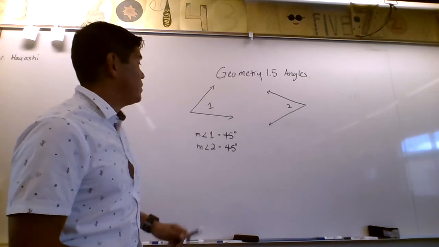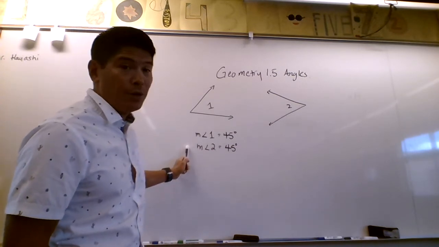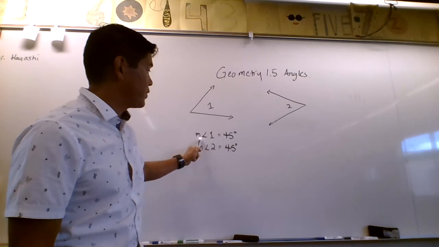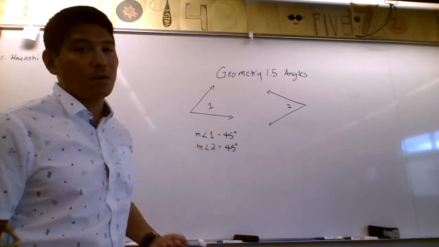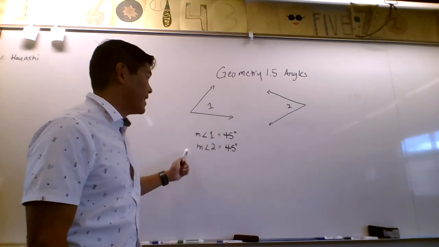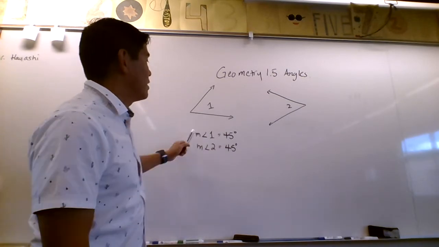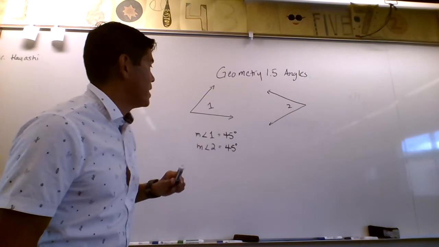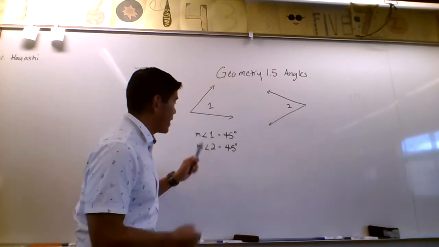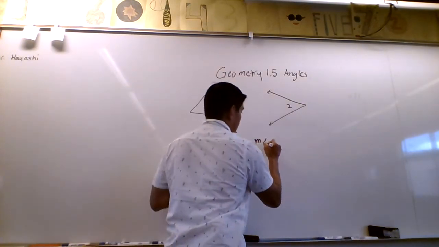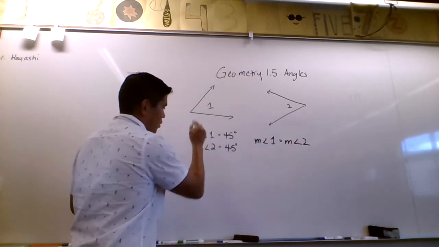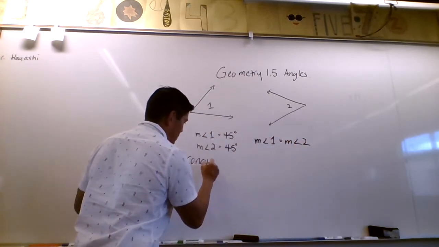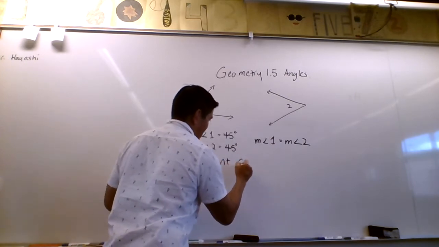But if you have two angles that have the same measure, like I do here, the measure of angle 1 is 45 degrees, the measure of angle 2 is 45 degrees, those two angles are said to be congruent. Just like congruent segments have the same length, congruent angles have the same measure. So I could say the measure of angle 1 is equal to the measure of angle 2. Or since we have congruent angles, I can write a congruent statement.